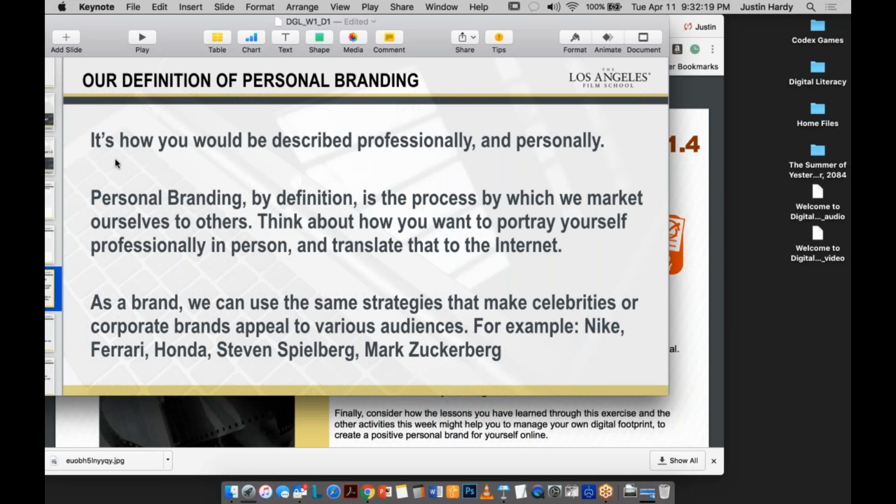As a personal brand, we can use the same strategies that make celebrities or corporate brands appeal to various audiences. So think of yourself as your own PR, public relations representative, representing yourself and your own personal brand. Just like Nike, Ferrari, Honda, Steven Spielberg, and Mark Zuckerberg all have public relations representatives, that's what you're going to have for yourself.